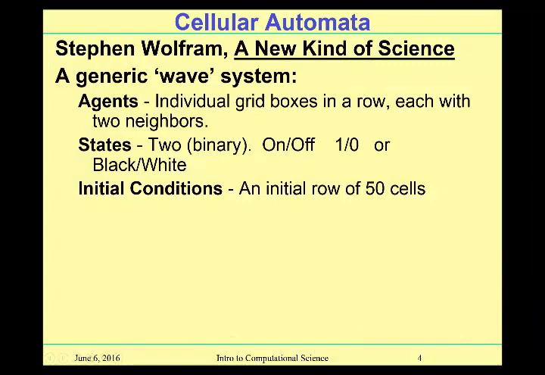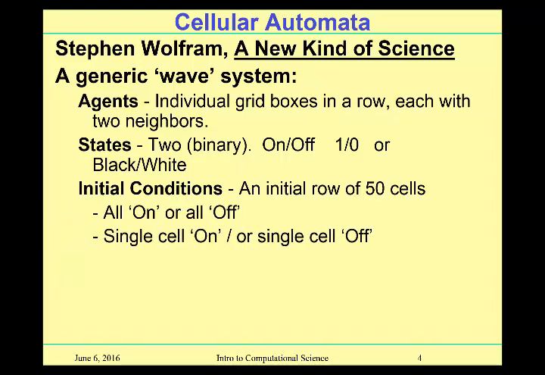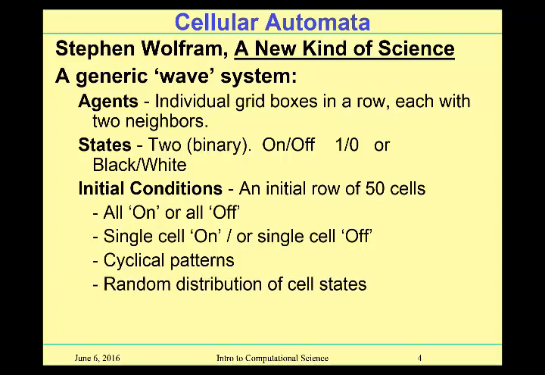As was our case for our initial model, where we were all standing and sitting, there are lots of possibilities for initial conditions for this model. We could all start with them all on. We could start with them all off. We could start with a single cell on or a single cell off and all the others the other way. We could start with some sort of pattern, on, off, on, off, on, off, on, off, as we tried. Or we could start with some sort of random distribution, which is what we've just created.